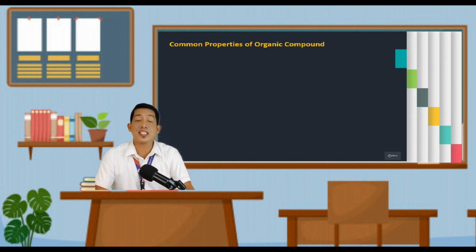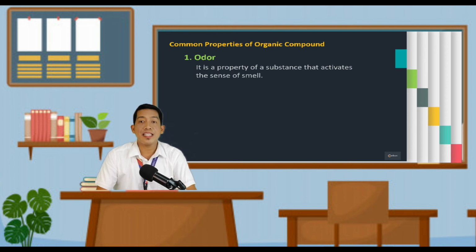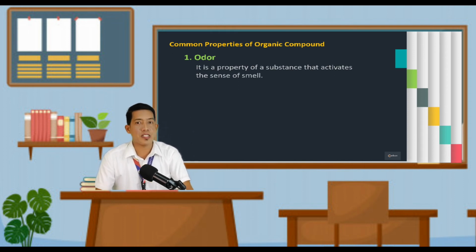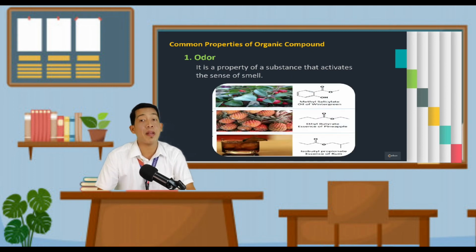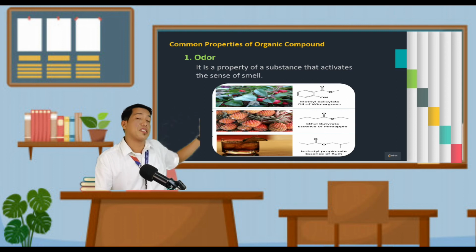So now, let's discuss one by one. Number 1, odor. It is a property of a substance that activates the sense of smell. Organic compounds can have pleasant and unpleasant smells depending on their chemical structure. Okay, some examples of compounds that describe different smells, based on the illustration, based on the picture or presentation.